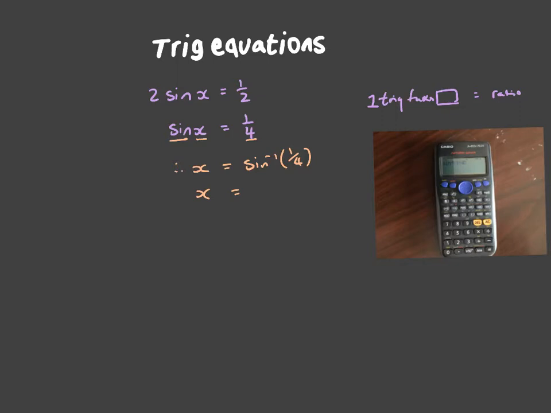That is equal to 14.4775 and so onwards. It depends on the question how far we round off, but by default you round off to 2 decimal places, so that's 14.48 degrees. So the reference angle of sine is going to be 14.48 degrees when the ratio is equal to a quarter.